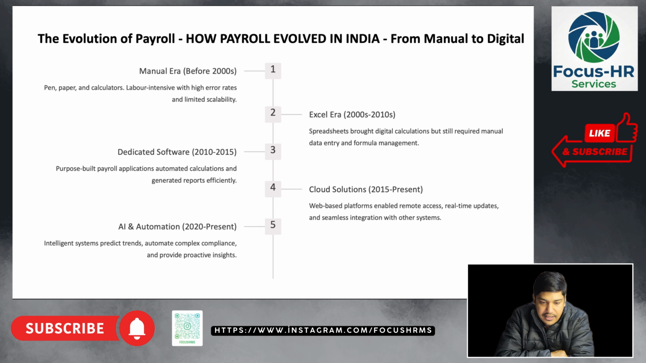Then came the Excel era, which was easier than the manual era, but there were still some problems with it as well. So what did companies do? They created Excel sheets for salary calculation. Formulas do the math faster than pen and paper. You can copy the formula for all employees. You can print salary slips easily. However, this also had some problems.